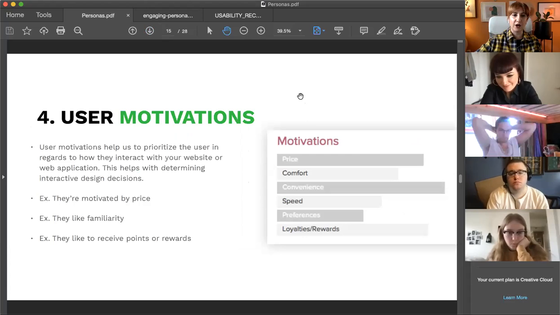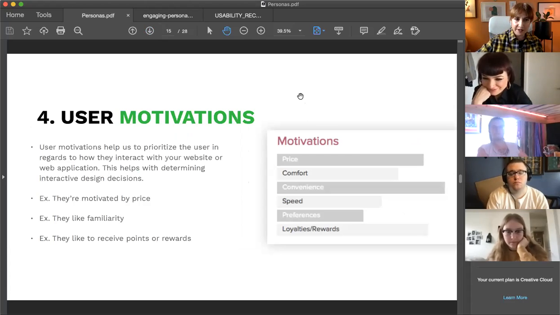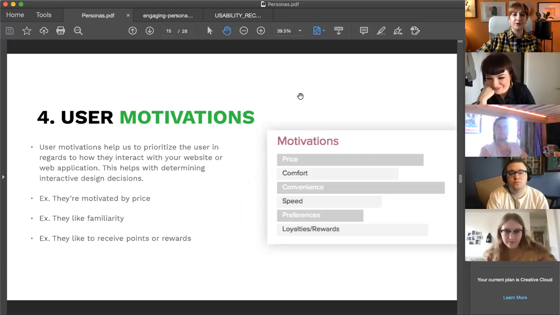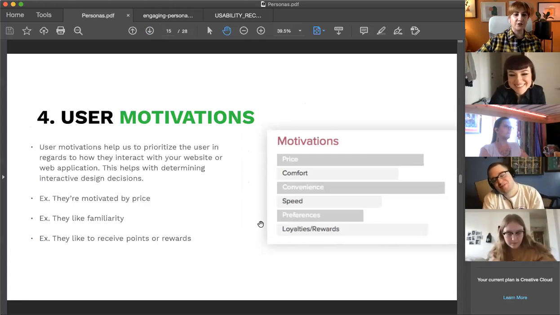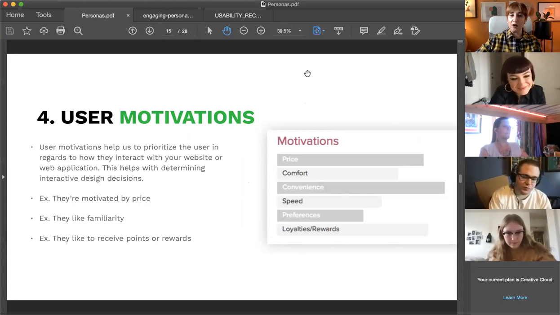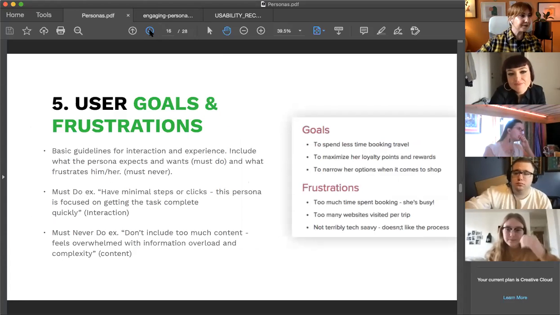User motivations help us prioritize the user in regards to how they interact with your website or web application. This helps with determining interactive design decisions. So are they motivated by price? They like to receive points and rewards. So all different things, and you can get very, very different answers from people.